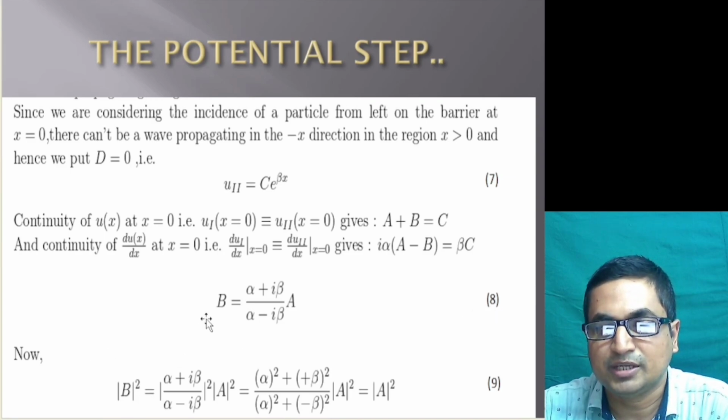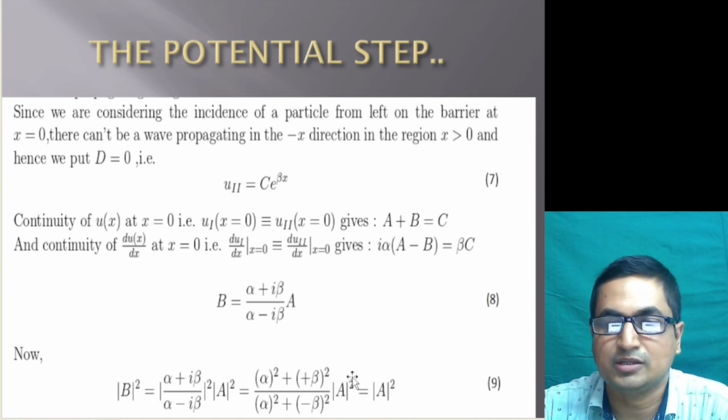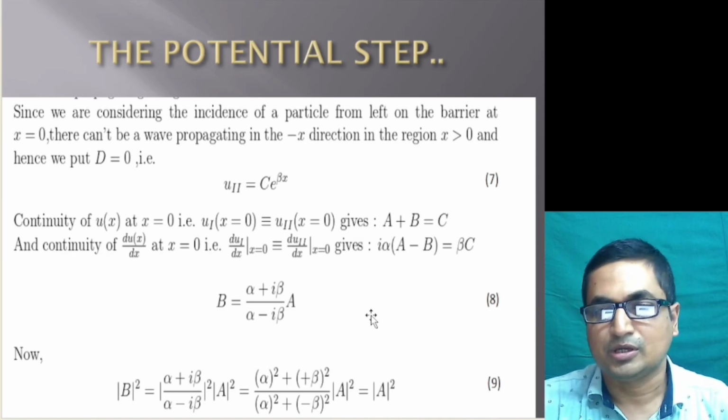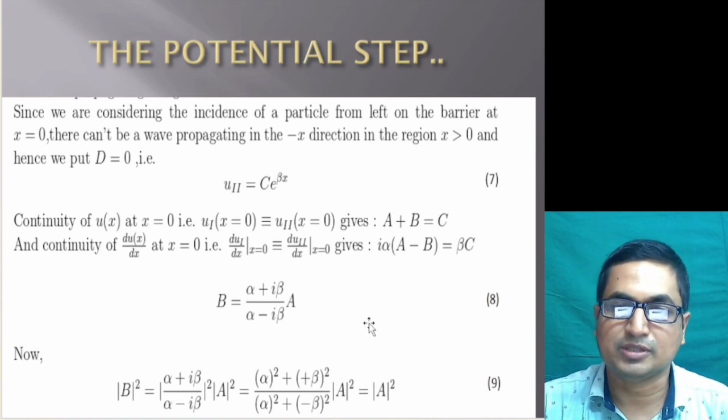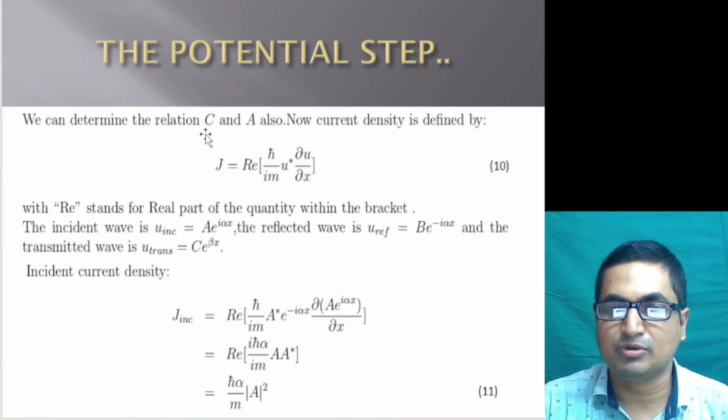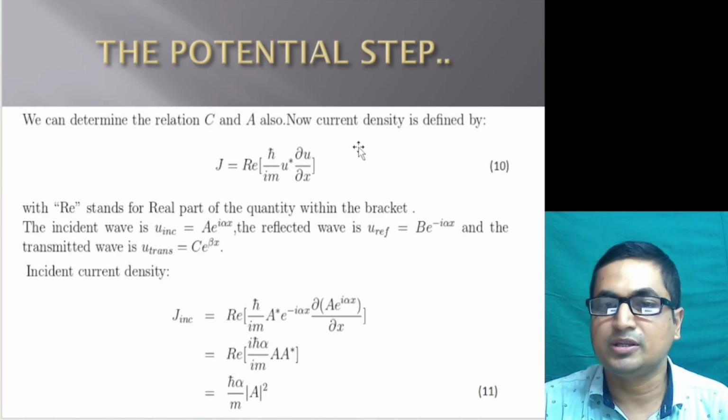And now, taking the modulus square of this quantity, and knowing how complex numbers can be simplified, we find that modulus B square is nothing but equal to modulus A square, as confirmed by equation 9. These are very simple things that we can do with simple concepts of complex numbers. Now we can also find a relation between C and A, but we are not interested in that for now. Rather, we are interested in finding the current density.